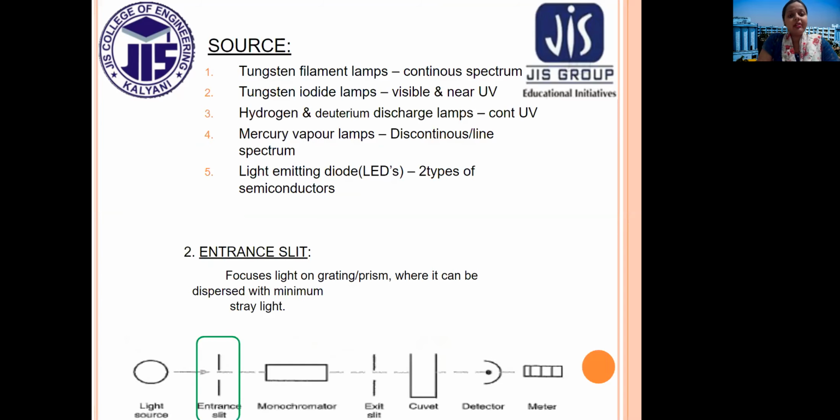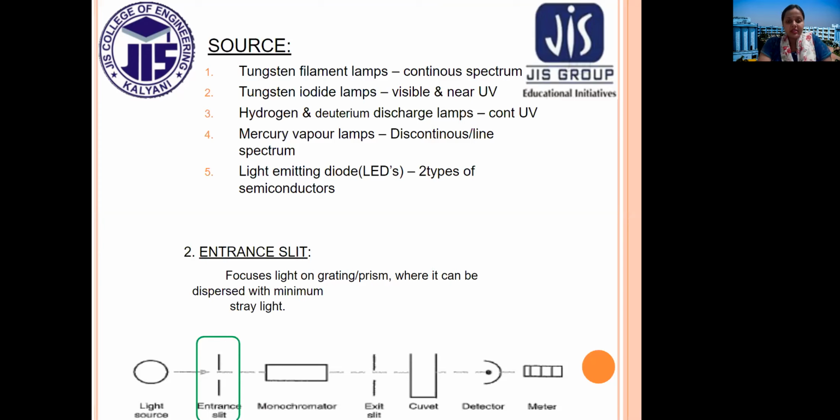Now, the source. What are the different types of source that may be used for a spectrophotometer? That may be a tungsten filament lamp for continuous spectrum, a tungsten iodide lamp for visible and near ultraviolet spectrum, a hydrogen and deuterium discharge lamp for continuous ultraviolet rays, a mercury vapor lamp for discontinuous or line spectrum, and light emitting diodes for two types of semiconductors.